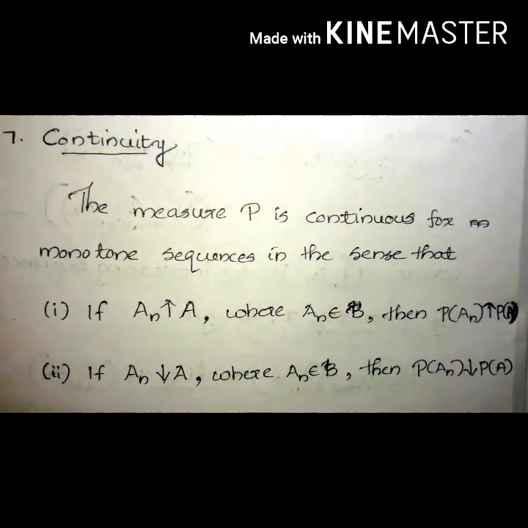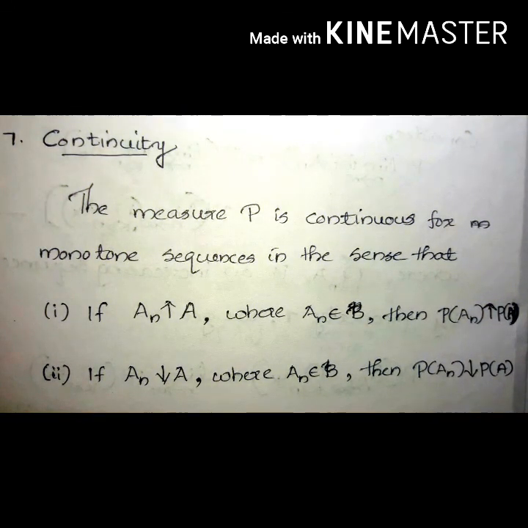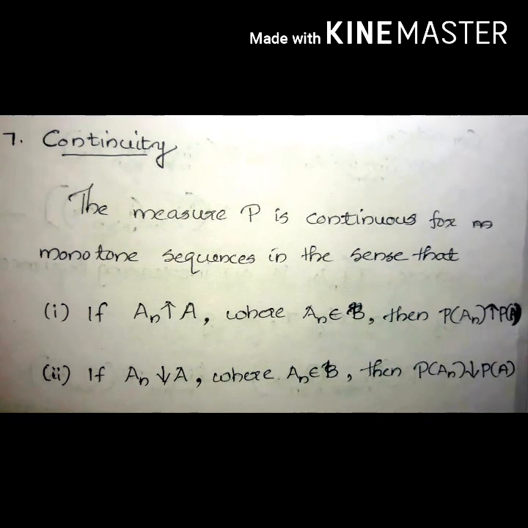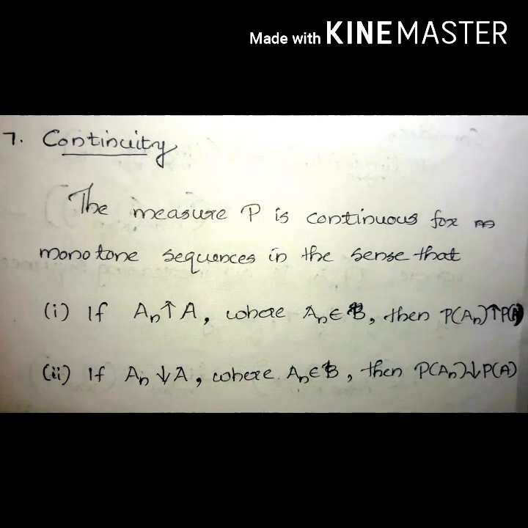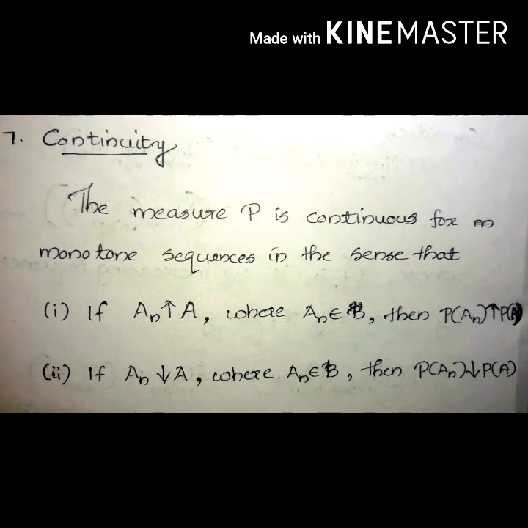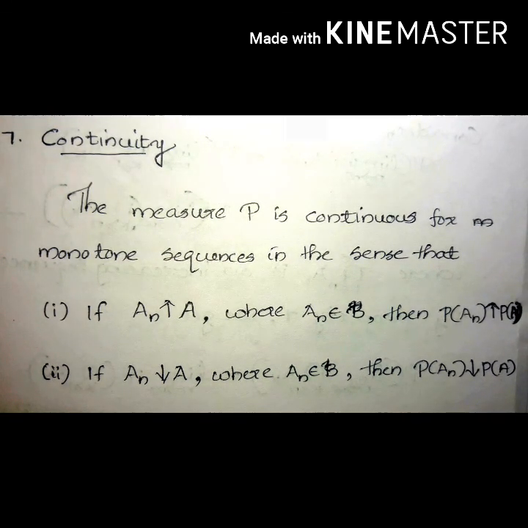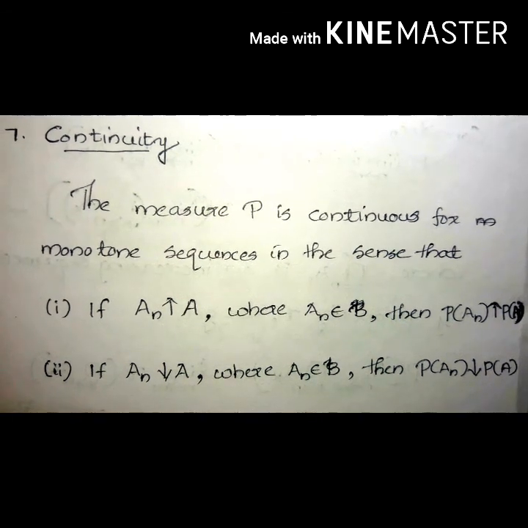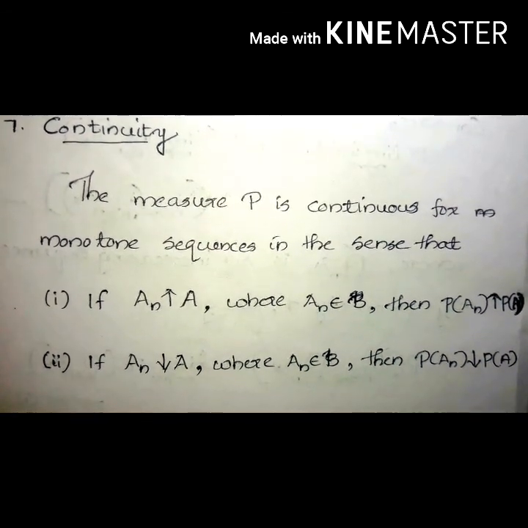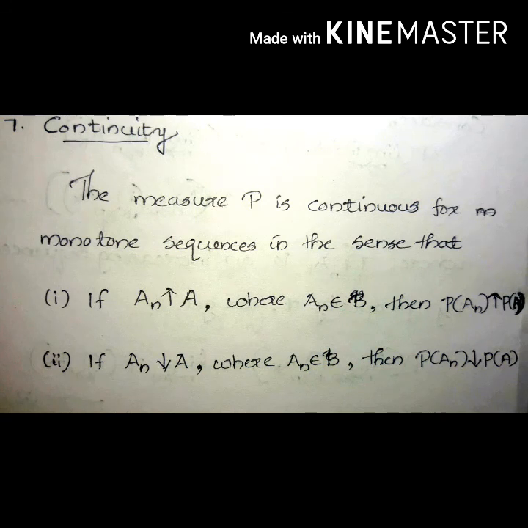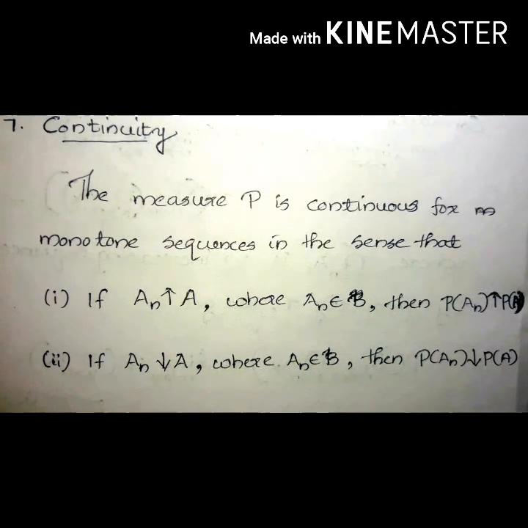Now the continuity property of P. The measure P is continuous for monotone sequences in the sense that the first one is, if An increases to A where An belongs to B, then P of An increases to P of A. Second one, if An decreases to A where An belongs to B, then P of An decreases to P of A. That is continuity of P.